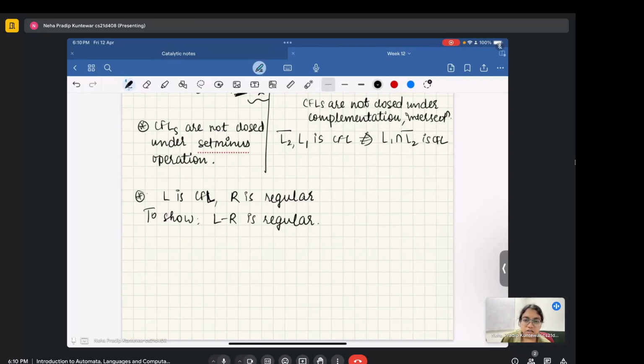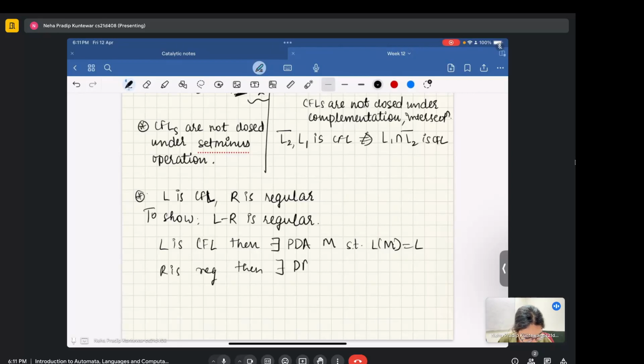We will show that L minus R is context-free. How do we do that? Let's say L is context-free, then there must exist a PDA M such that L of M is equal to L. Also, if R is regular, then there is a DFA, let's say N, such that L of N is equal to R. This is also something we know.